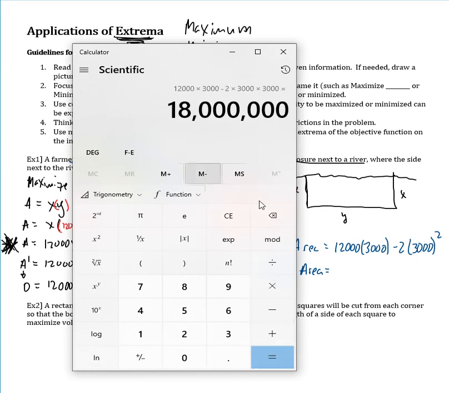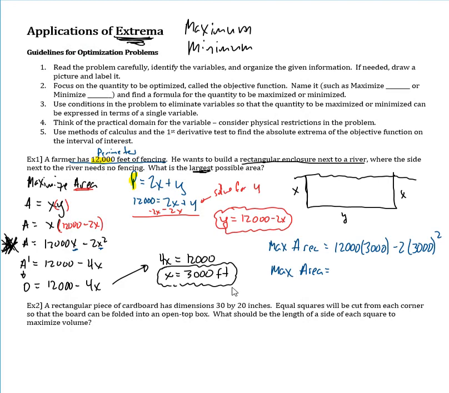And we get 18 million square feet. Okay, so it's a lot of feet. That's okay. There was a lot of fencing, it seemed like. So 18 million square feet is our final answer here for that area. So we have 18 million feet squared. Okay, so that's that. So we found what they wanted.